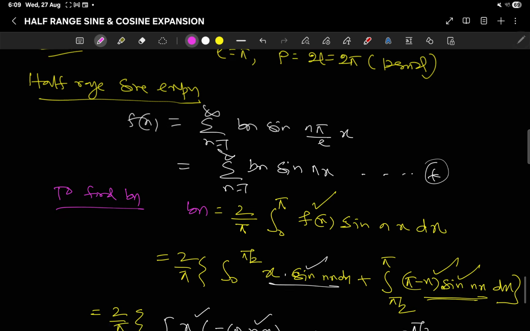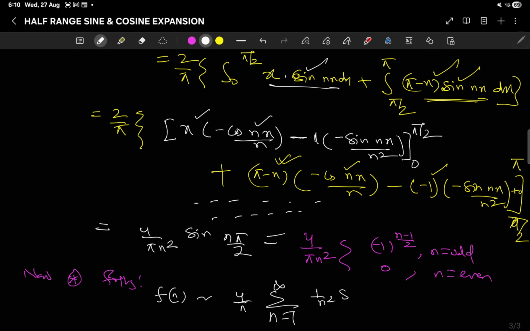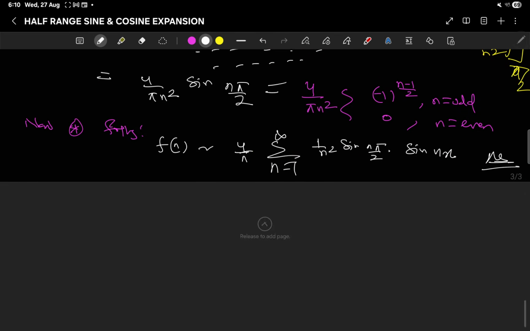So now your equation star follows, right? Now your equation star follows. fx is equal to 4 by pi summation n equal to 1 to infinity 1 by n square sine n pi by 2, right? And it is sine nx, right? So this is the desired half range sine expansion.